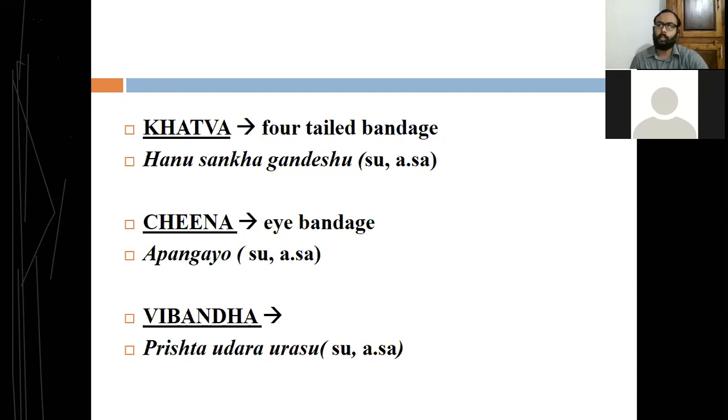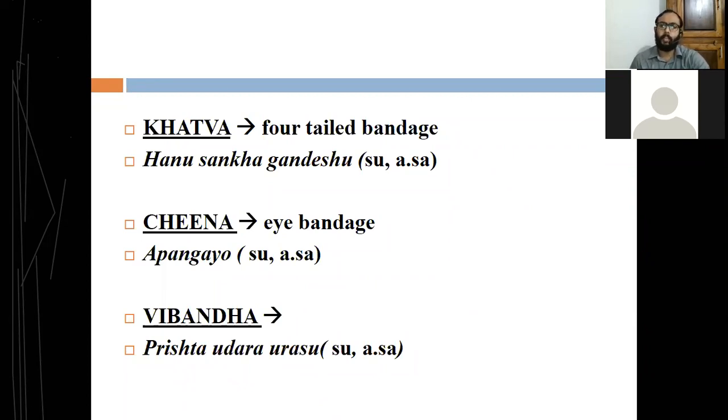The right-sided posterior tail is tied to the left-sided anterior tail. Like crossing, we are giving that particular bandage. The left-sided or right-sided anterior tail to the left-sided posterior tail. Likewise, we are doing Katto Banda. Katto Banda, very simple bandage.